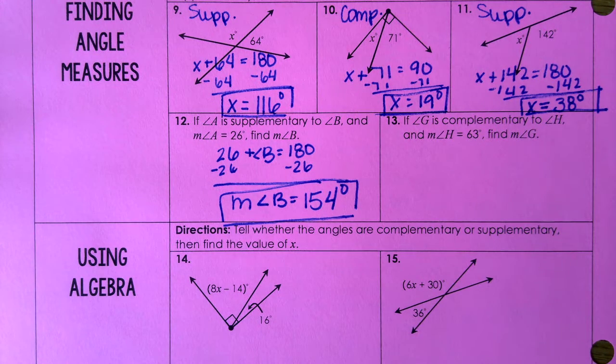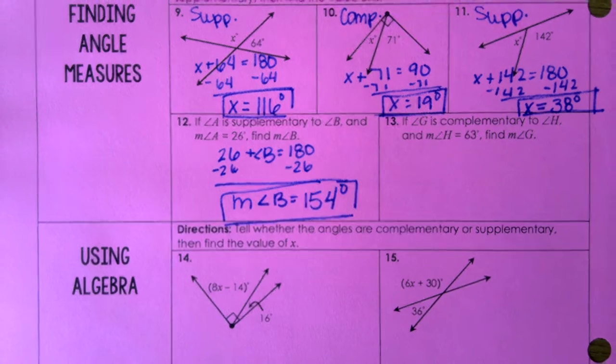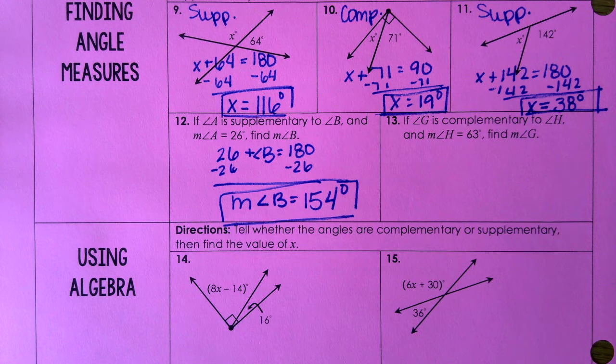Okay, where are we confused? You have to know that supplementary means adding angles together to make 180, and complementary means to add angles together to get 90.